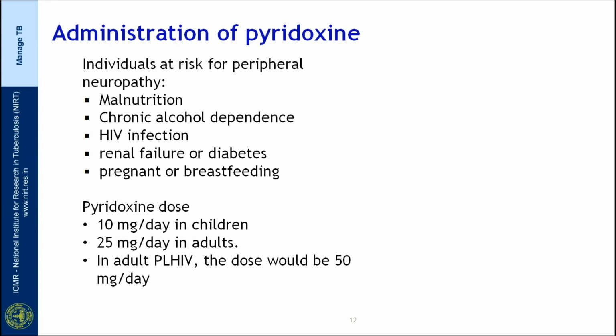The dosage of pyridoxine is 10 milligrams per day in children, 25 milligrams per day in adults, and in adult PLHIV the dose would be 50 milligrams per day.